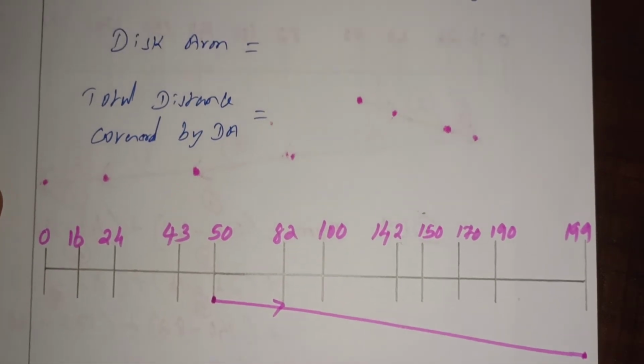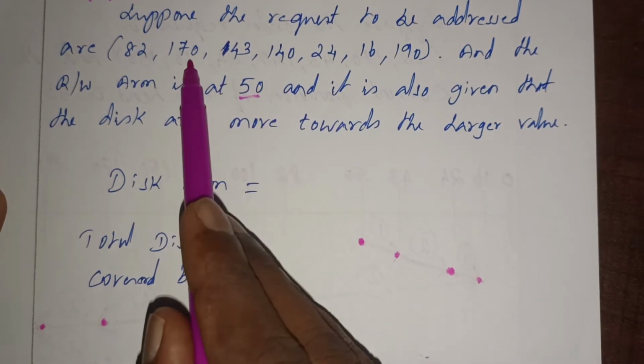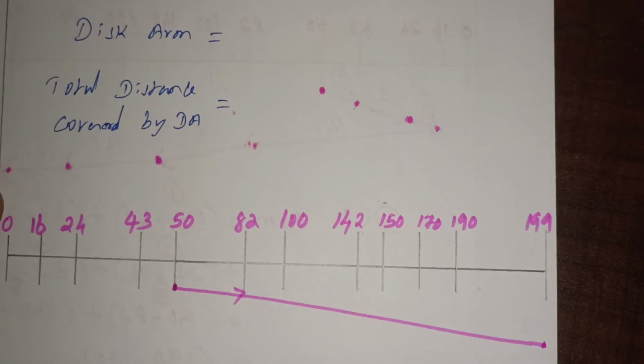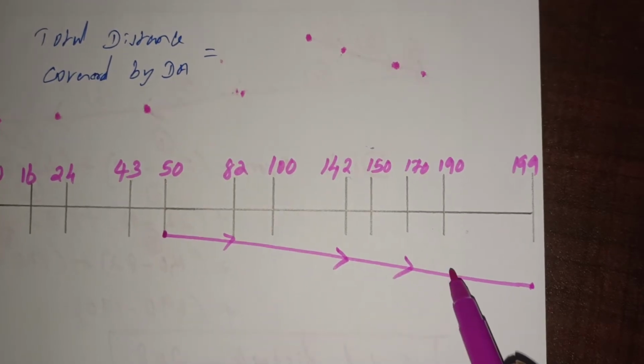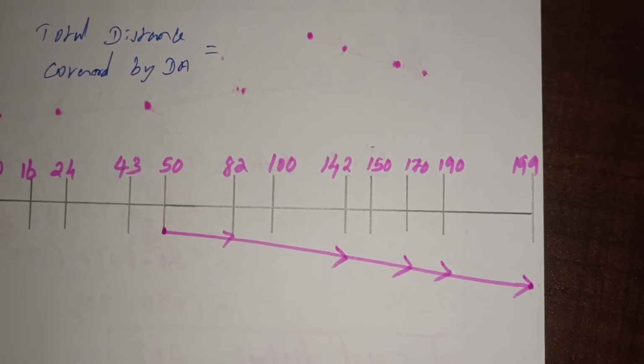The second request is here: 140, 170 and 190. So here it is 140. We have this 140 in and around here, and then we have this 170, and then we have this 190. Here it is exactly, and it is exactly stopping at 199.